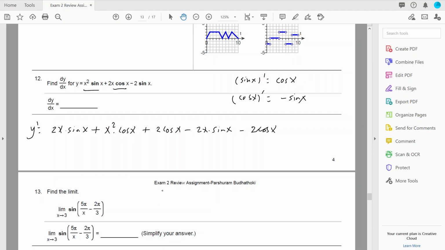If I simplify here, you can see that there is a positive 2x times sine x and a negative 2x times sine x. We can cancel these out. Eventually, the only leftover thing is x squared times cosine of x. So that's the derivative of this function: x squared times cosine of x.